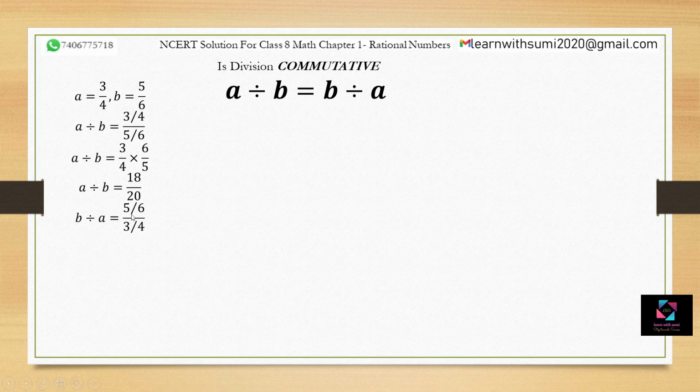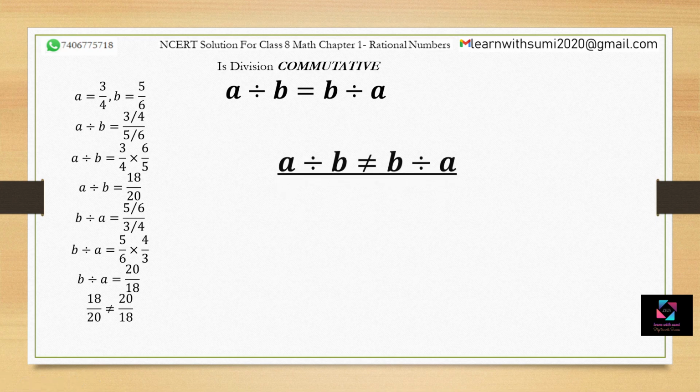We are dividing 5 divided by 6 whole divided by 3 by 4. Even here the denominator, when it goes to the numerator, becomes the reciprocal of what it is. So 5 divided by 6 into 4 divided by 3, 5 4s are 20 divided by 6 3s are 18. You can compare a divided by b and b divided by a. The values are completely different. 18 divided by 20 is not equal to 20 divided by 18. Hence, a divided by b is not equal to b divided by a. It does not satisfy the condition to be the commutative property.